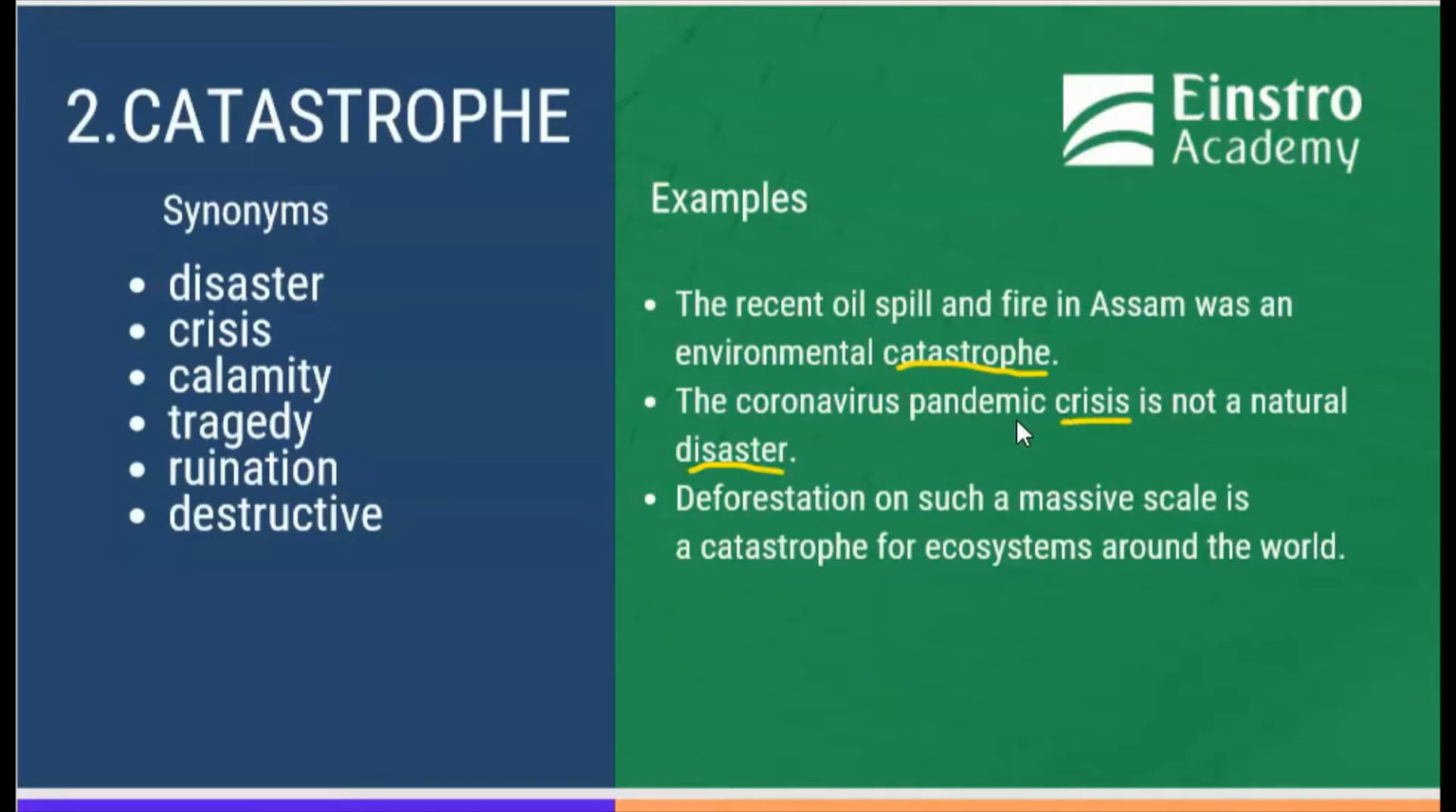Yeah, remember that. Third one, deforestation. What is deforestation?